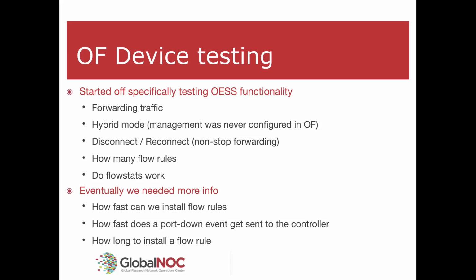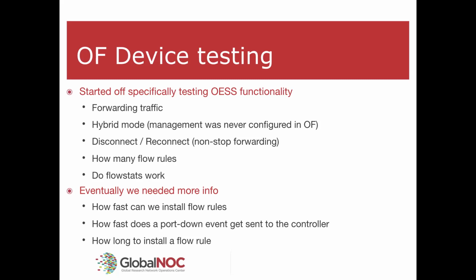Hybrid mode, so the management side of these devices was never configured via OpenFlow. So you've always got this problem of how do you bootstrap an OpenFlow network? Well, we just went with this hybrid mode where some interfaces, and VLAN tags, could be manually statically configured, and that would be how we would do our initial management plane. A nonstop forwarding feature, this was actually one of the things that we wanted that was out of the OpenFlow spec. Basically, if the controller disconnects, we want all the flow rules to stay and continue forwarding as they were.